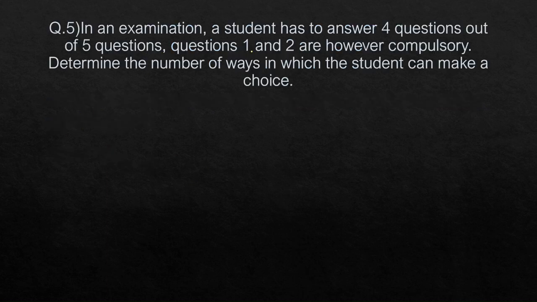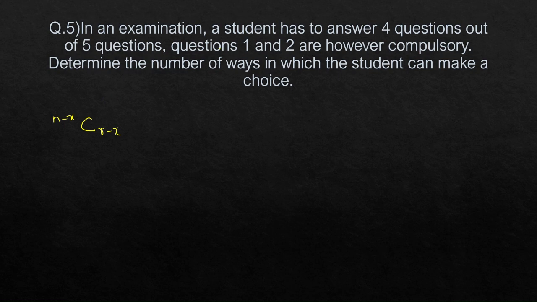In an examination, a student has to answer 4 questions out of 5 questions. Questions 1 and 2 are however compulsory. Determine the number of ways in which the student can make a choice. So first we'll write the formula here: n minus x C r minus x. One way is to do it by formula, and another way is to do it without the formula, just by the information given. First we'll try to do it by the formula.